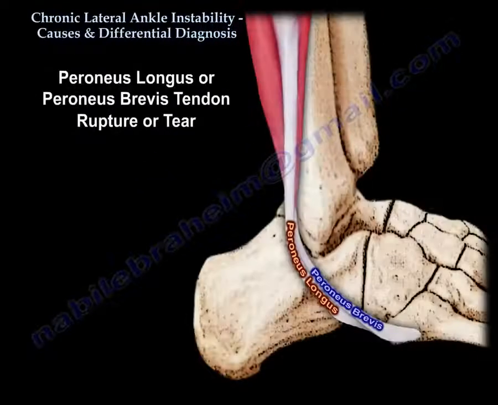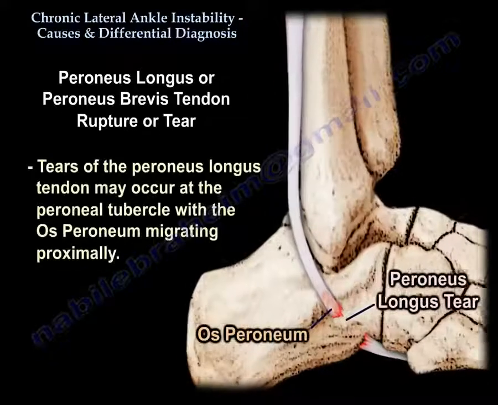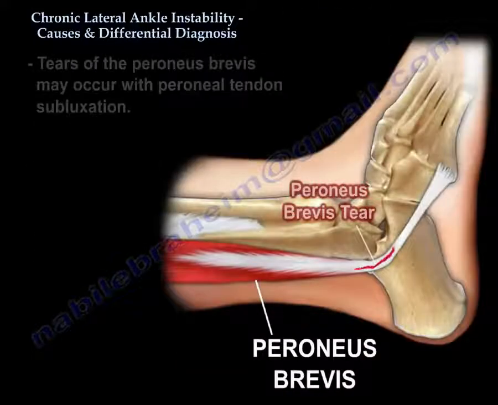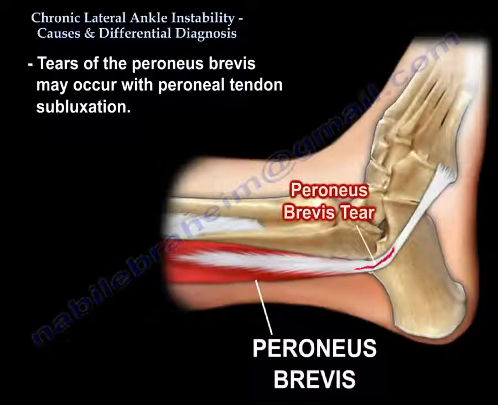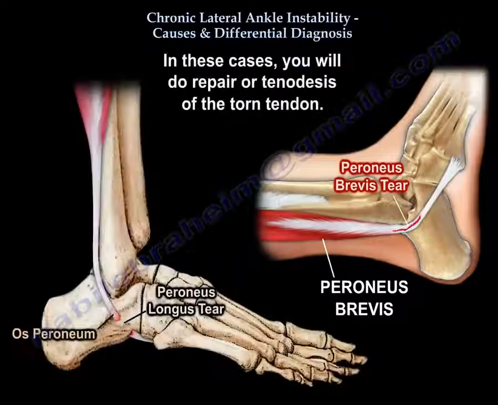Peroneal tendon tears can involve the longus or the brevis. The longus can be torn, and you can find the os peroneum migrated proximally. The brevis can be torn with peroneal tendon subluxation. In these cases, you will do repair or tenodesis.